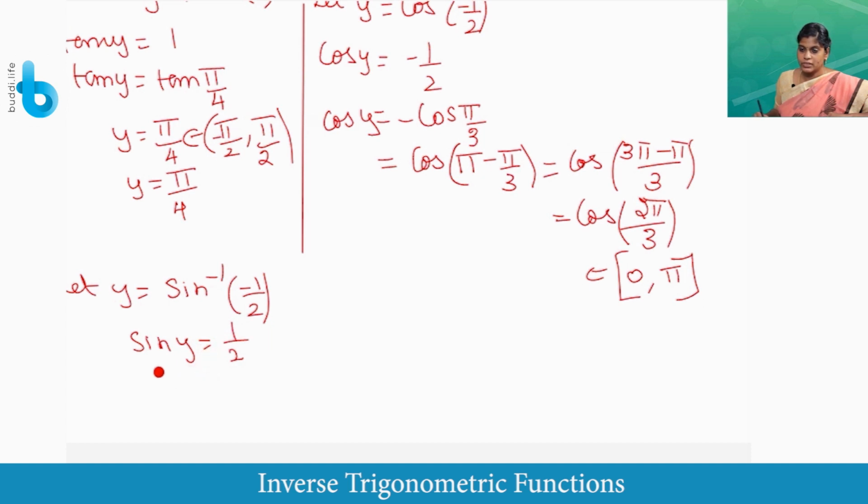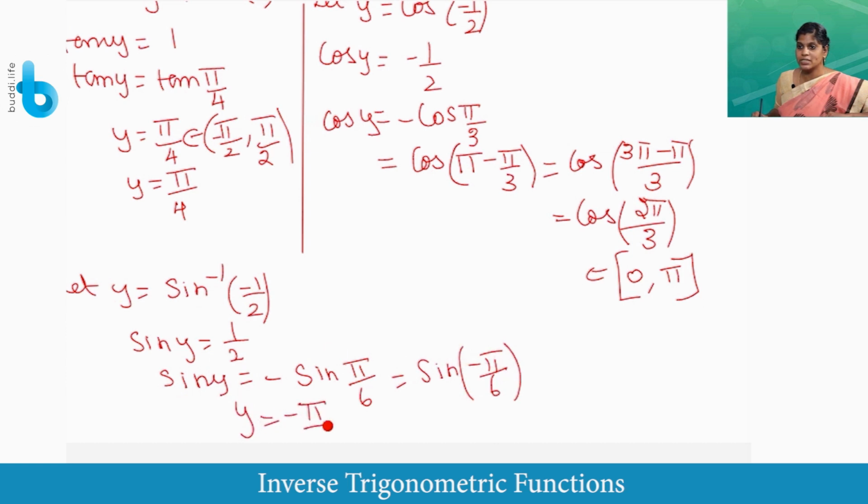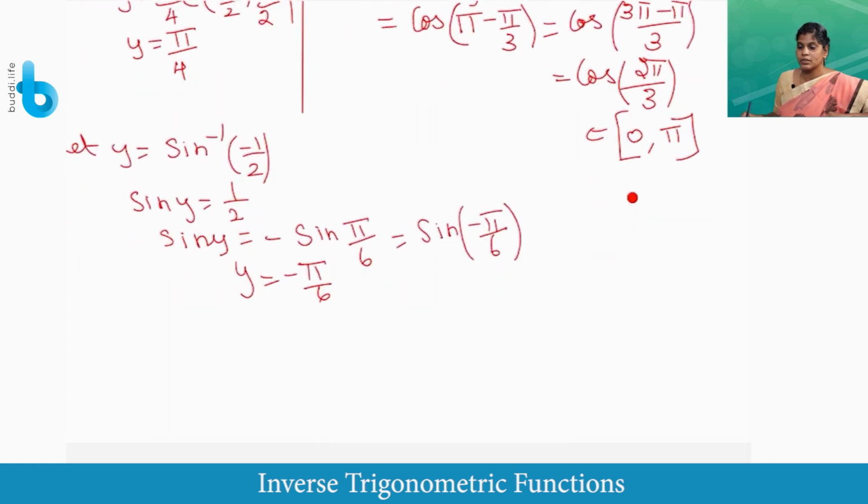So when the sine value will become 1 by 2, it is sine pi by 6. So minus sine pi by 6, which is sine minus pi by 6. So since sine y equal to sine minus pi by 6, the y value becomes y equal to minus pi by 6, which definitely falls under the principal value.